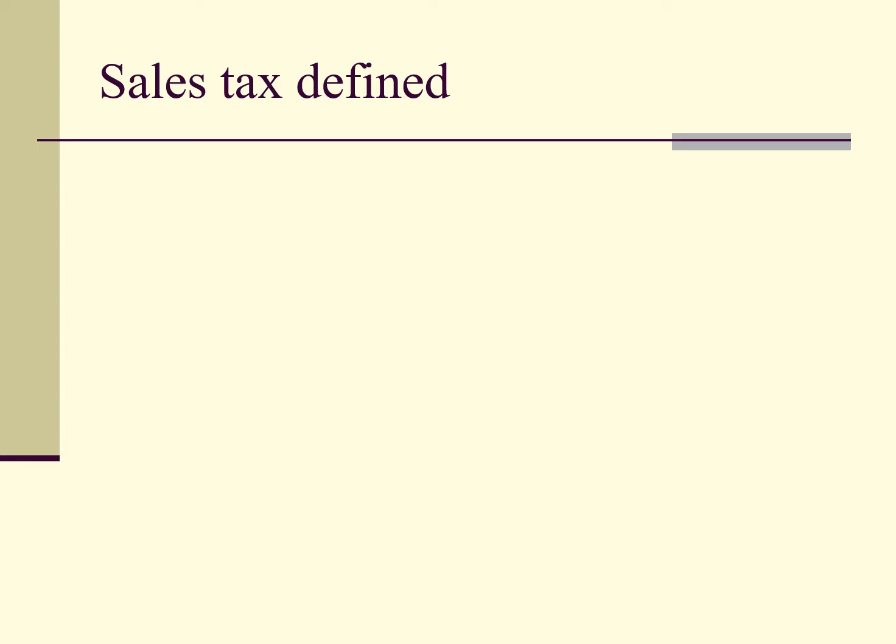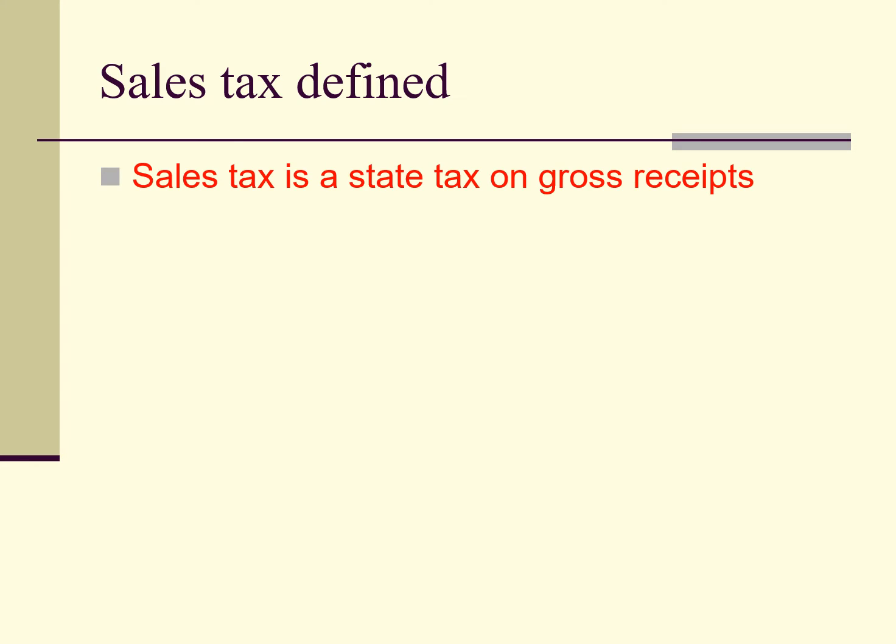Let's first define sales and use tax. Sales tax is a tax imposed by states on gross receipts from retail sales of products and services. Because this is a tax on gross receipts, a seller may be liable to collect and remit this tax even if the seller is not profitable.